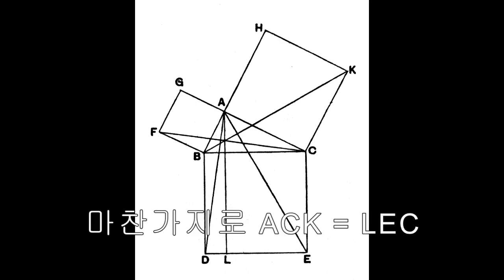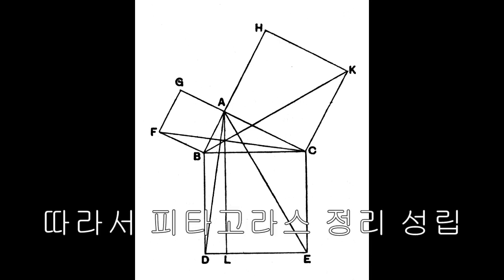The same goes for triangles ACK and LAC. Triangles BLD and LAC add up to become half of square BDEC, which are halves of squares ABFG and ACKH. Therefore, we can infer that square AB plus square AC is equal to square BC.